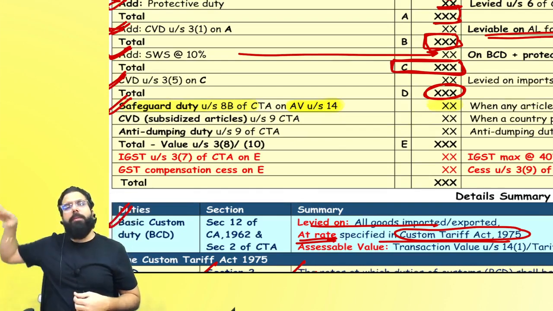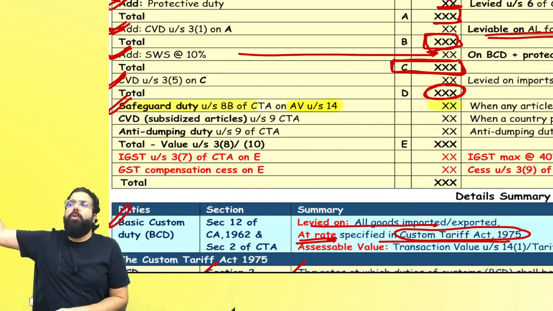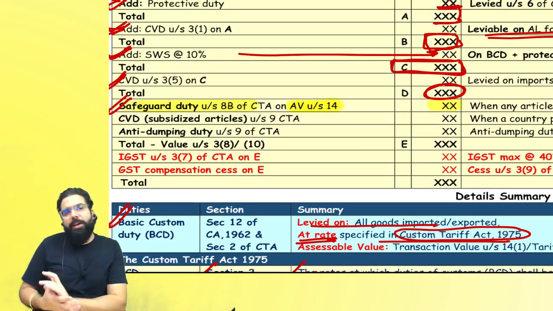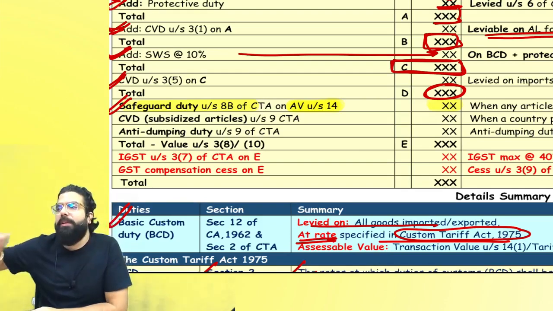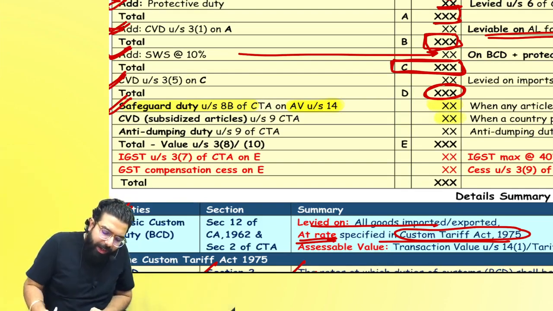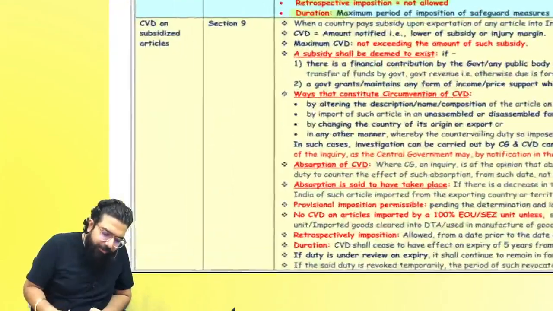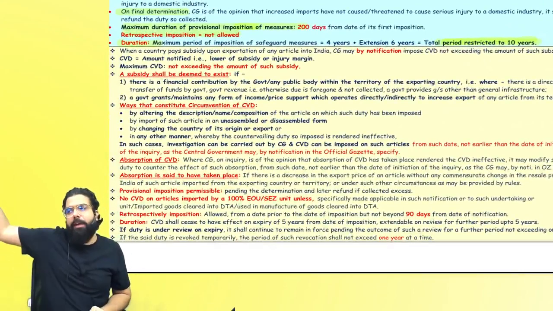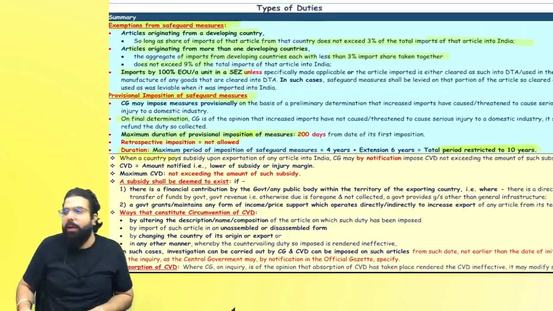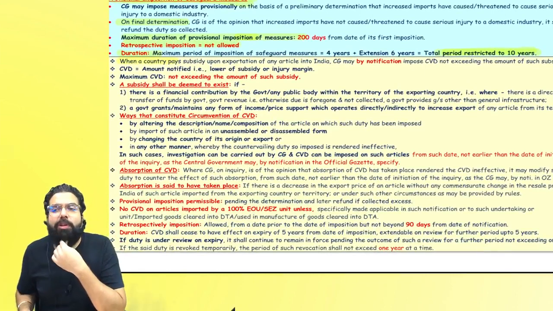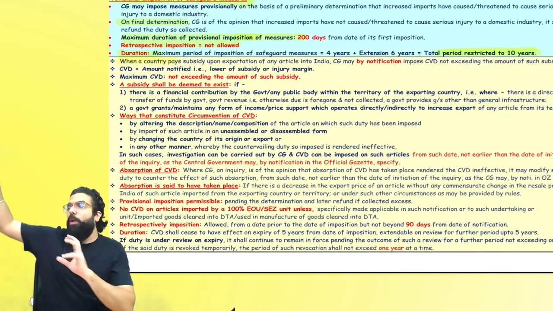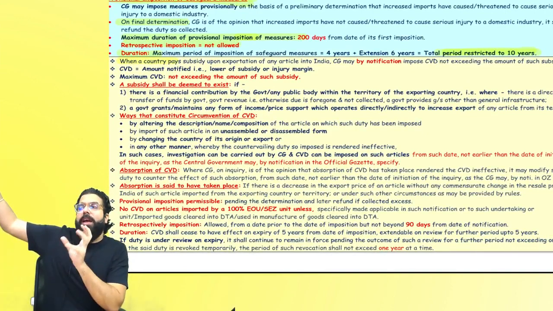Now what happens? Sometimes some governments give subsidy to their people to export the goods to India. In that scenario, Indian government can charge what? Anti-subsidy duty. It is known as CVD on subsidized article under section number 9. Let's go ahead and read this. Section 9 over here says CVD on subsidized articles. So for an example, one country is giving subsidy, Indian government will charge anti-subsidy duty, which is also known as CVD on subsidized article. One country giving subsidy, Indian government charging anti-subsidy duty, which is CVD on subsidized article.